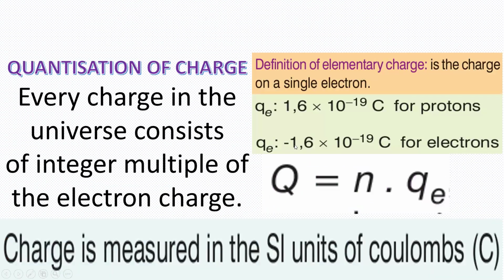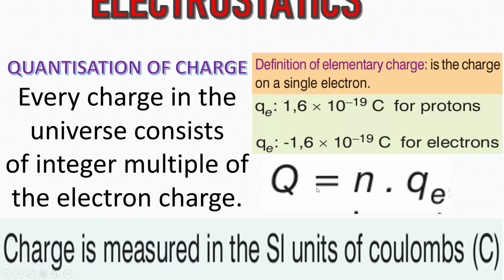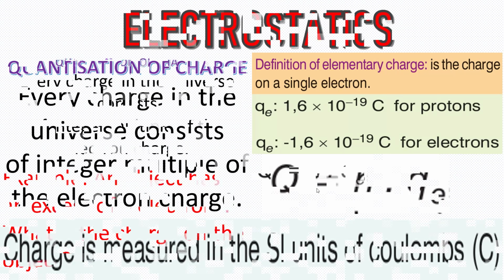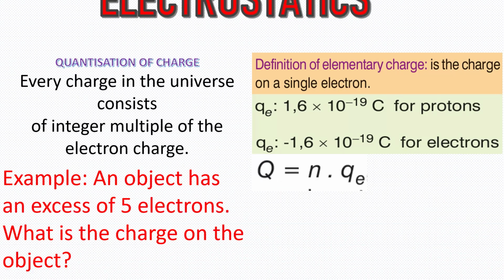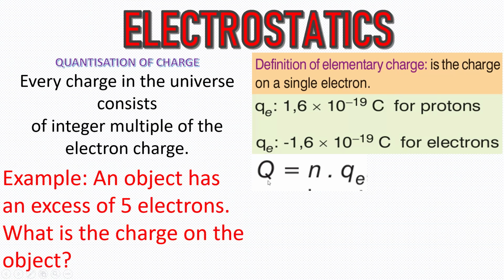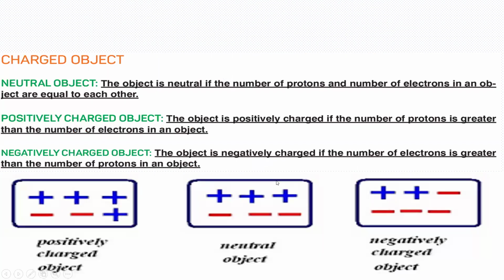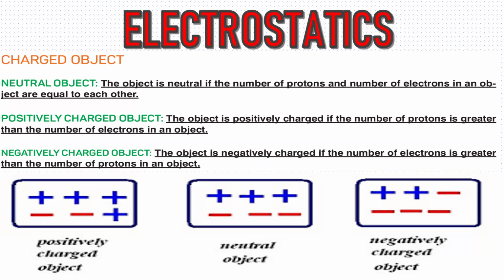One electron has a charge of -1.6 times 10 to the power of -19. And then to calculate total charge, number of electrons times charge of electron. And what else? We have quantization of charge by this formula. We have 3 different charged objects: neutral, positively charged, and negatively charged. Positively charged, more protons. Neutral, they are equal: number of protons and number of electrons equal. Negatively charged, we have more electrons.